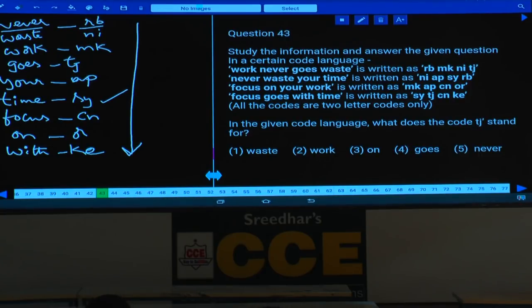Then question number 43. In the given code language, what does the code TJ stand for? Now, TJ stands for what? Goes, that is choice 4.